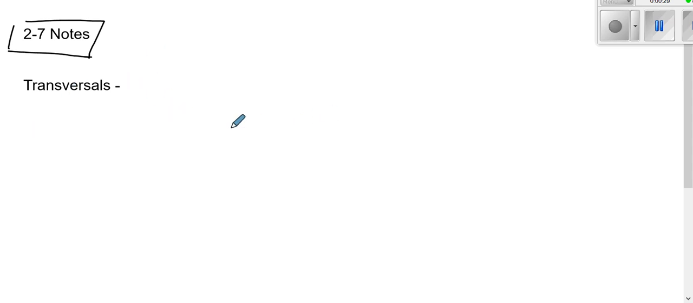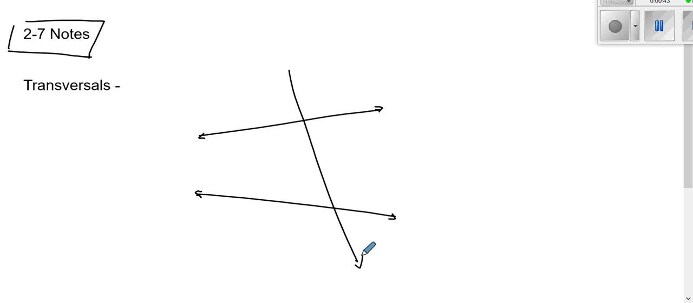Transversals. What a transversal is: let's say you have a couple of lines, and a third line that intersects both of these two, like this. This line is called a transversal because it transverses over these other two lines. So for the rest of this unit, this lesson, the rest of the school year, if I talk about a transversal, I'm talking about a line that intersects two other lines. Okay?